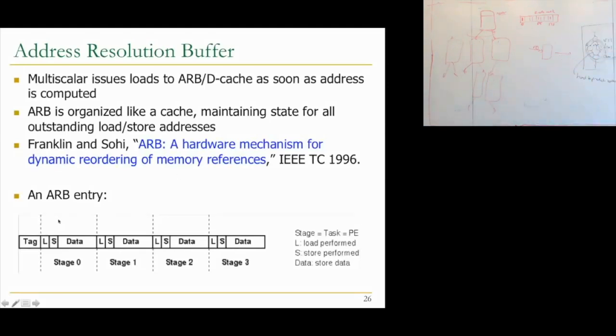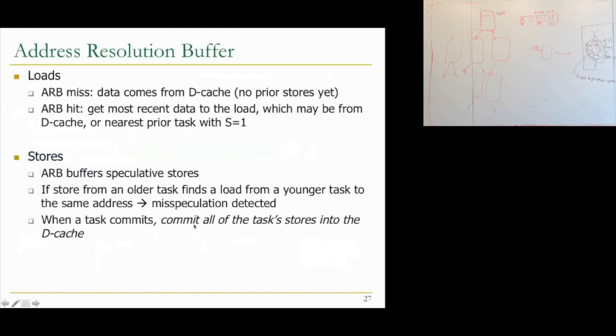So for example, let's say stage 0 does a store to a location. It adds the data and sets the store bit. It also searches all of the logically later stages in this entry to see if anyone has the load bit set, or maybe even the store bit set. If anyone has the load bit set, then that task got the wrong value, so it needs to be squashed. That's the idea. Basically, it's a store-to-load forwarding mechanism and also a misspeculation checking mechanism. This is how you detect the misspeculation.